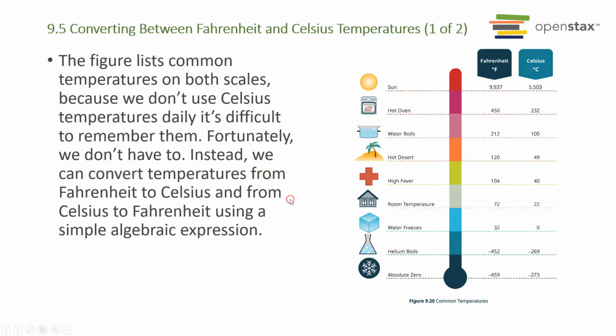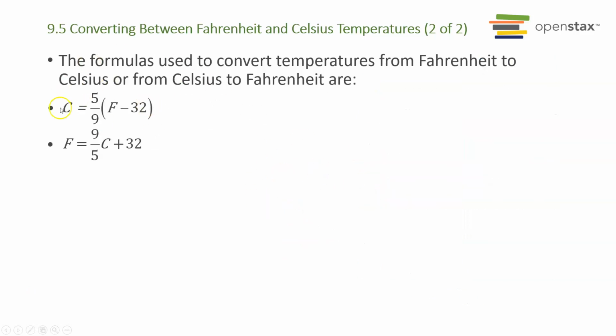So how do we convert between these two systems? Well, we have these two mathematical formulas. To get Celsius, we plug in Fahrenheit, subtract 32 from that Fahrenheit temperature, multiply it by 5, and then divide it by 9. So 5/9 times the difference of Fahrenheit and 32 will give you Celsius.